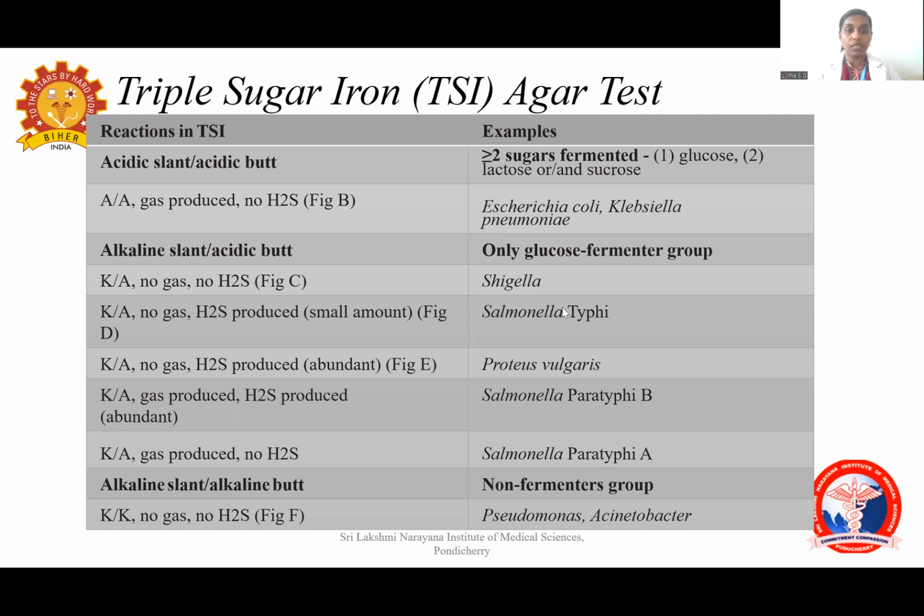K by A, no gas, H2S produced in small amounts, that is a speck of H2S: Salmonella typhi. K by A, no gas, H2S produced abundantly: Proteus vulgaris. K by A, gas produced, H2S also produced abundantly: Salmonella paratyphi B. K by A, gas produced, no hydrogen sulfide production: Salmonella paratyphi A. Then alkaline slant by alkaline butt, that is K by K, no gas, no H2S: Pseudomonas and Acinetobacter. These are non-fermenters.